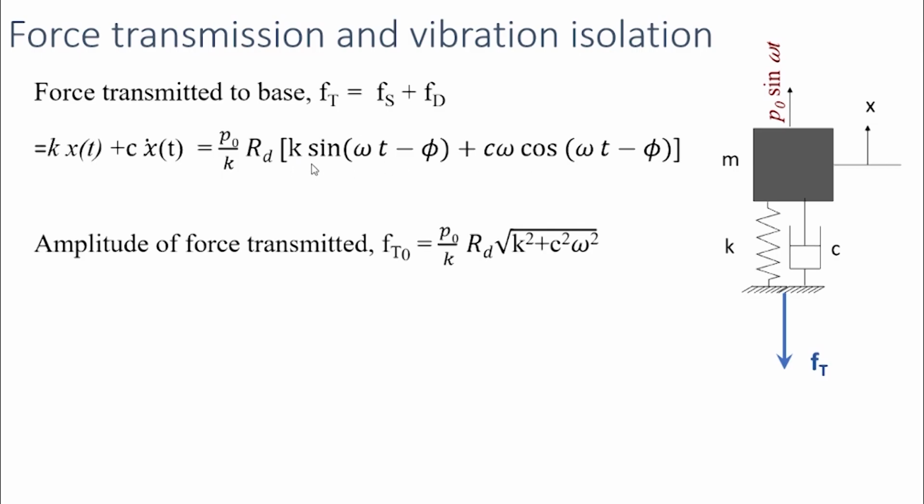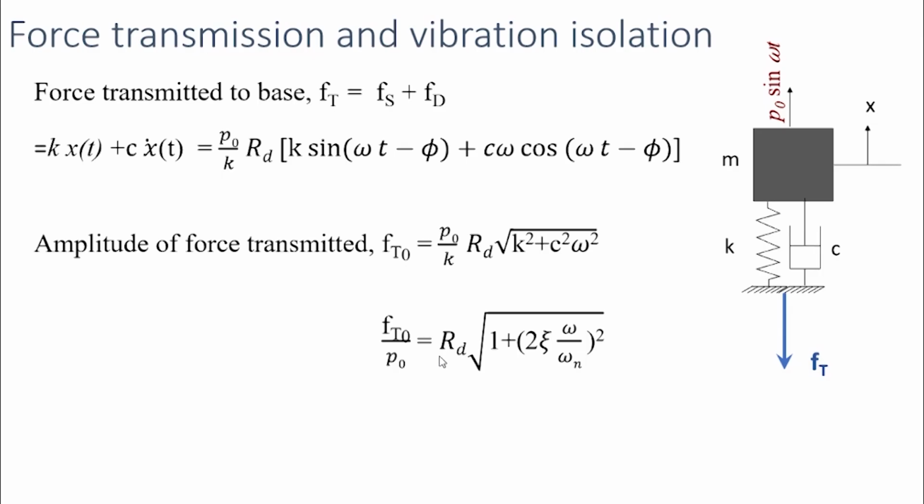So the amplitude of this force can be calculated as P naught by k Rd times square root of k square plus c square omega square. So that would be the amplitude of the force transmitted to the support.